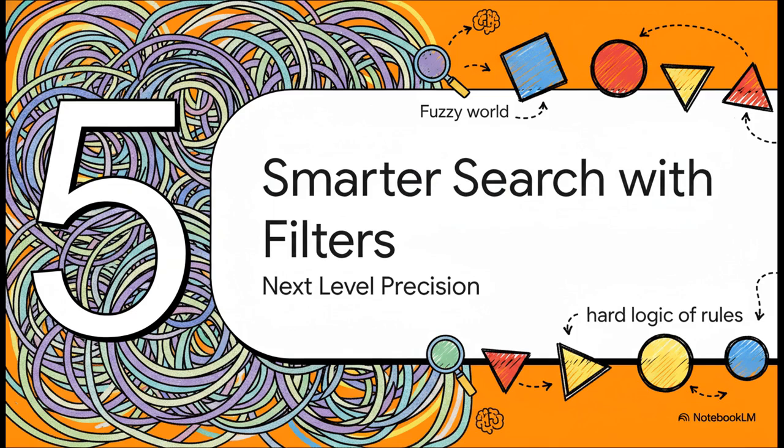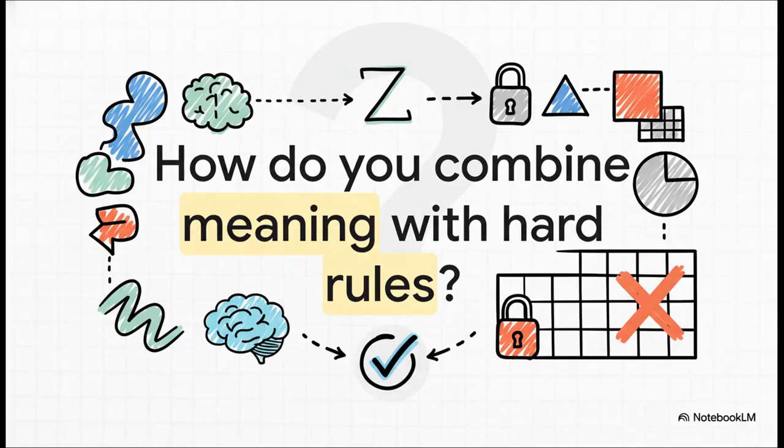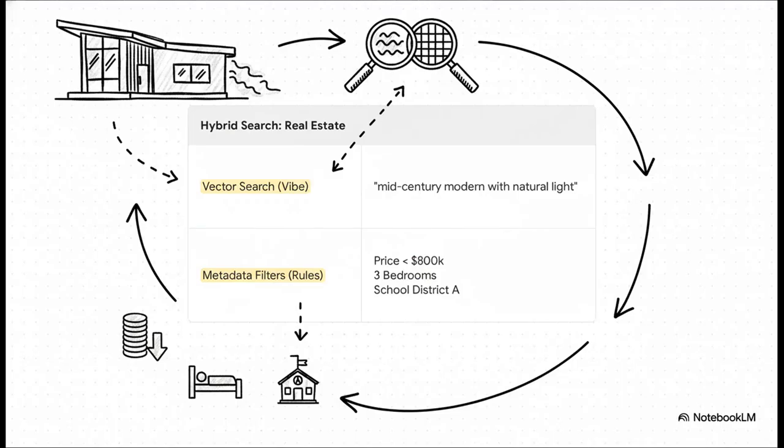The final piece of the puzzle is all about combining the art of searching for meaning with the science of applying hard logic. This is where things get really intelligent. Just think about it for a second. Finding things that are similar is great, but in the real world, we almost always have strict rules, right? We've got budgets, we have non-negotiables, we have deal breakers. We need a way to combine that fuzzy, intuitive feeling of similarity with cold, hard facts. This is where hybrid search comes in, and it's awesome.